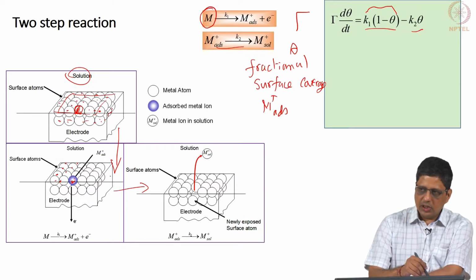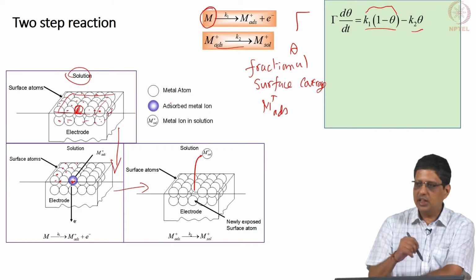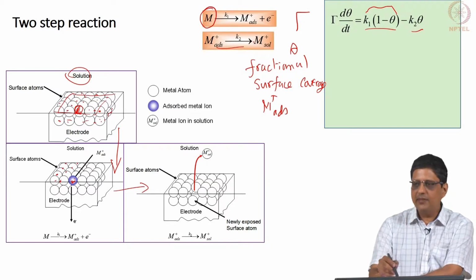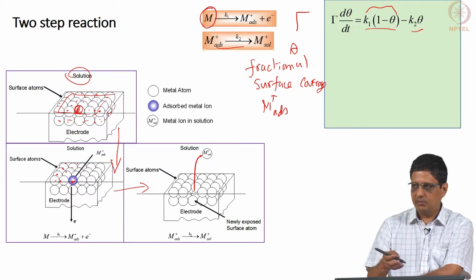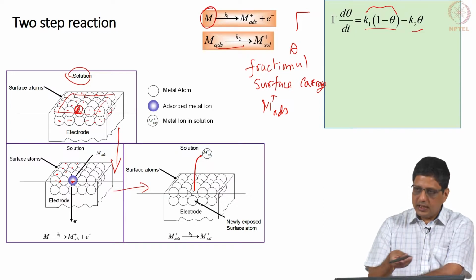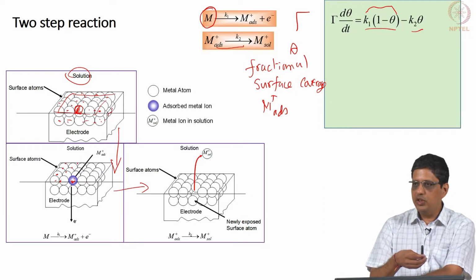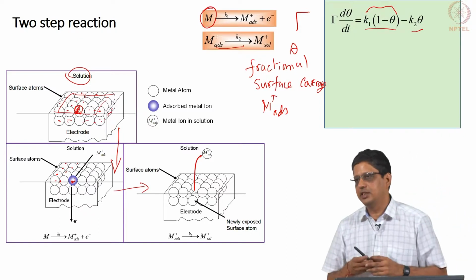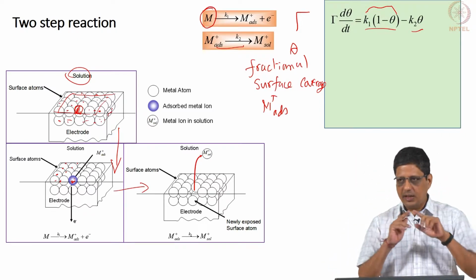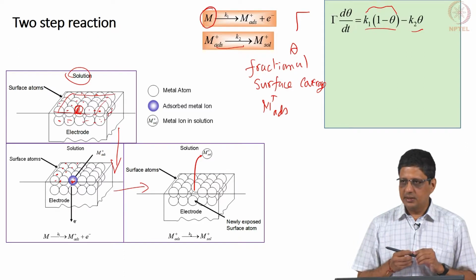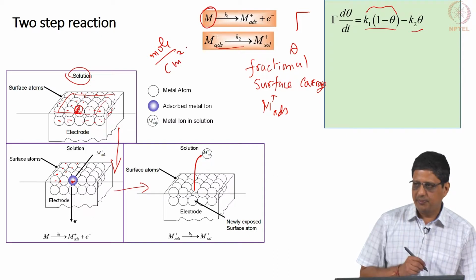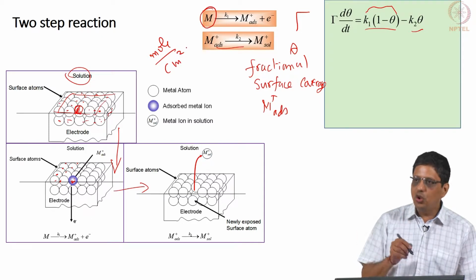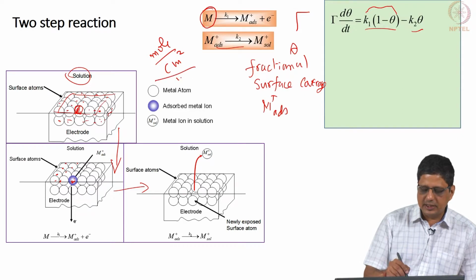If theta is 0, that means there is nothing on the surface in the adsorbed metal state, then I cannot have any second reaction. If theta is full, I will expect a lot of the second reaction to happen. Rate of the reaction will be high. Theta here is between 0 and 1, it does not have units because it is a fractional surface coverage. That means how many sites are available with M adsorbed species, right. That normally will be in moles per centimeter square, divided by total number of sites that are available in moles per centimeter square.